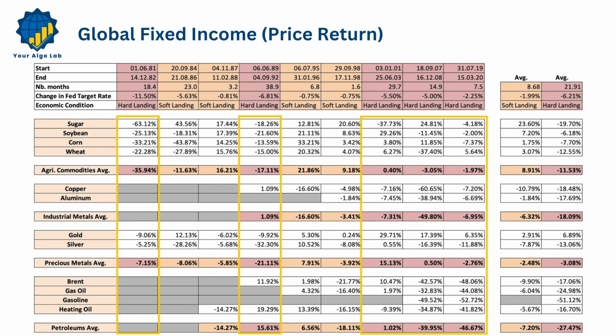In hard landing cycles, commodity prices are generally under pressure due to a drop in demand. Performance tends to improve slightly in soft landing cycles as the growth rate, while reduced, remains positive in most cases.